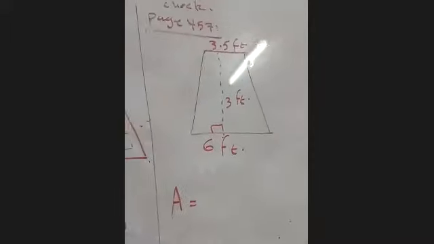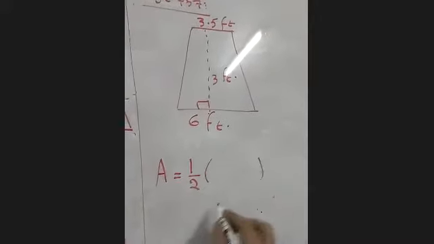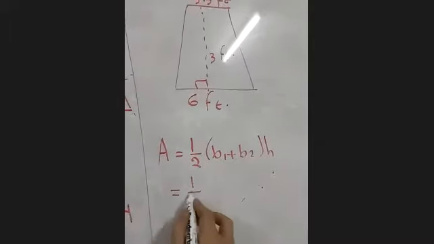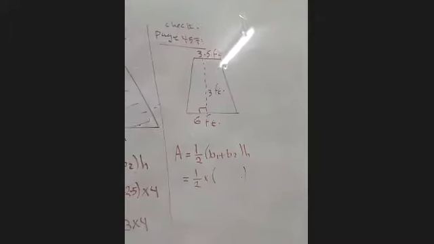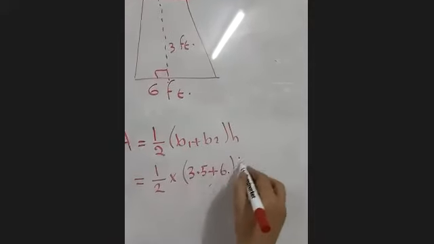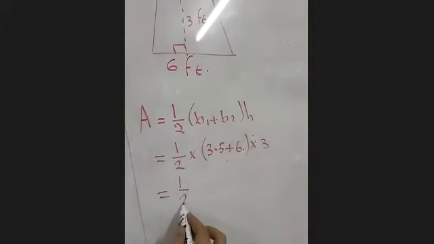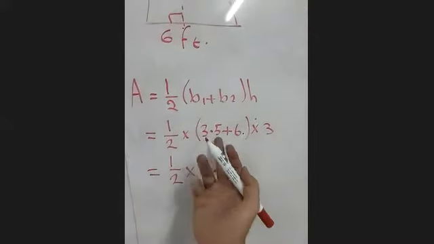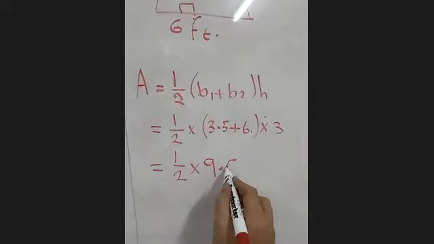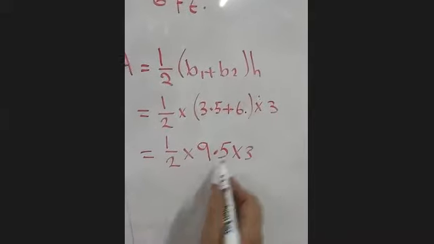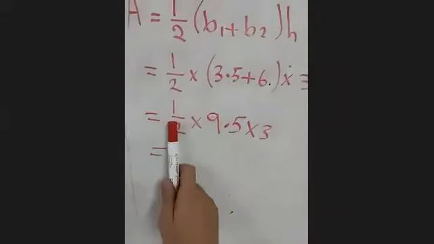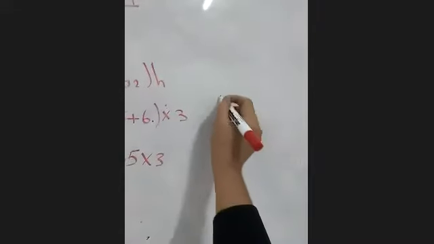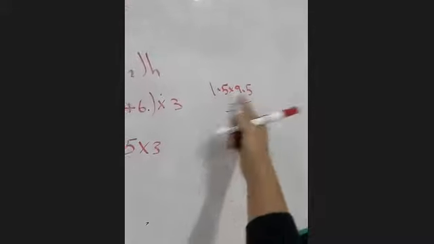First, A equals half, bracket, base 1 plus base 2, height H. Equals half multiply 3.5 plus 6, multiply the height 3. 3.5 plus 6 is 9.5, multiply 3. Now look here, Amir. Half of 3 is 1.5. 1.5 multiply 9.5. So we multiply 1.5 by 9.5, guys. We get the answer, right?